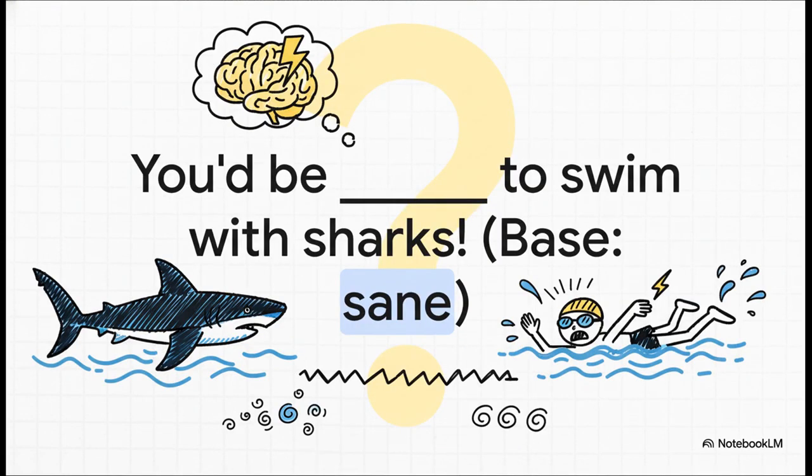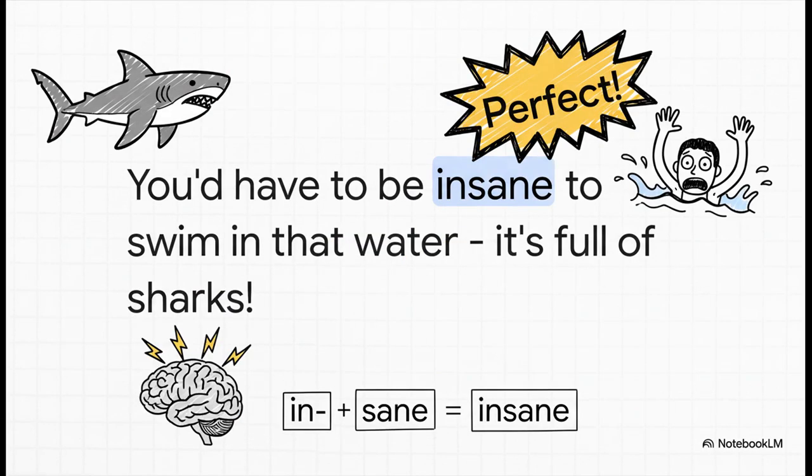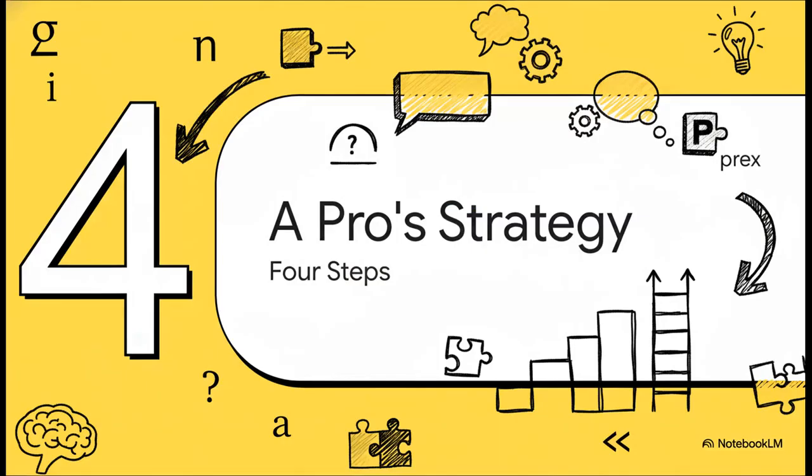Okay, last one, and it's a fun one. The base word is sane, which means being reasonable. So what prefix do we use for someone who is definitely not sane if they're swimming with sharks? Perfect. Insane. Another great example of that in prefix at work. See? Once you start to see these patterns, it just kind of clicks. It becomes automatic.